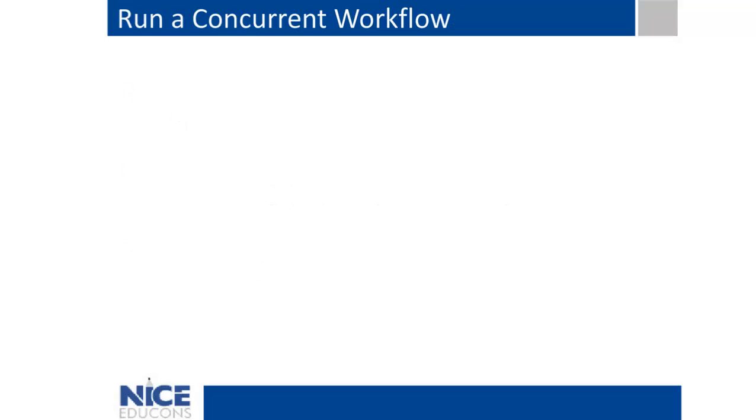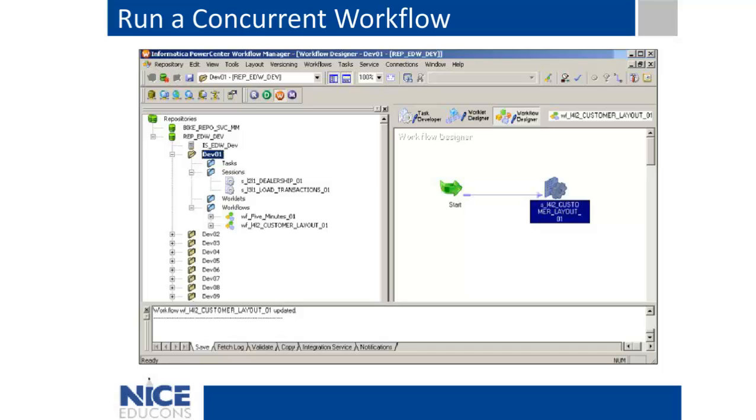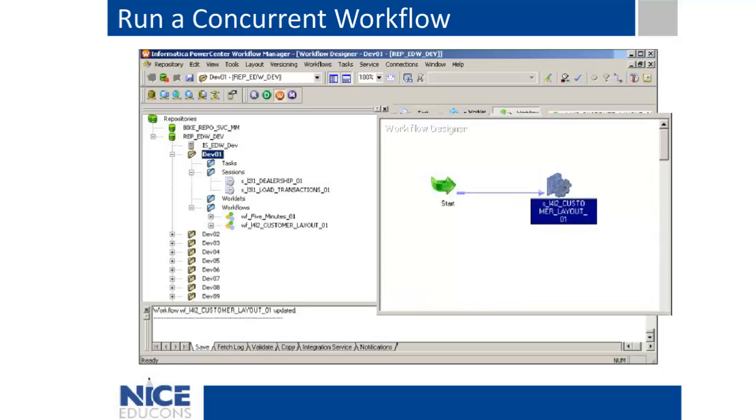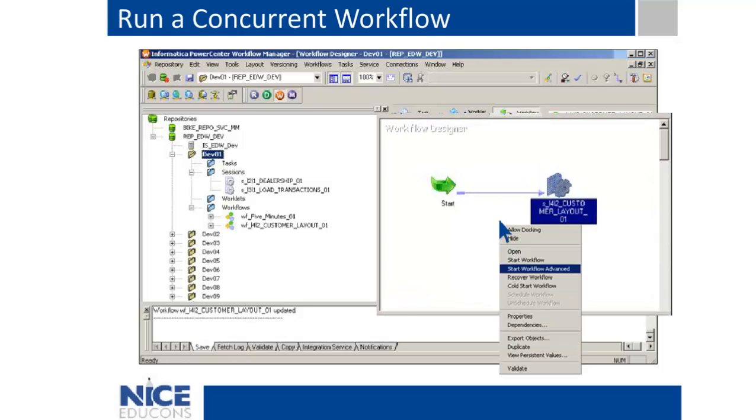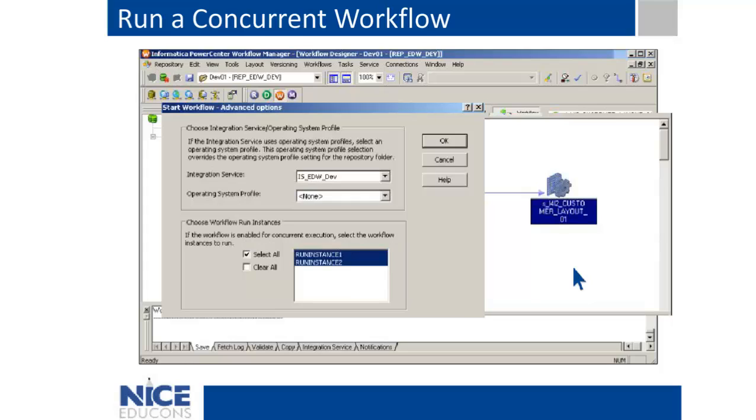Let us walk through the steps to execute the workflow instances. To start the workflow instances, open the workflow in the Workflow Designer. Right-click anywhere in the workspace and select Start Workflow Advanced. In the Start Workflow Advanced Options dialog box, choose the integration service to run the workflow. Choose the workflow instances that you want to run.